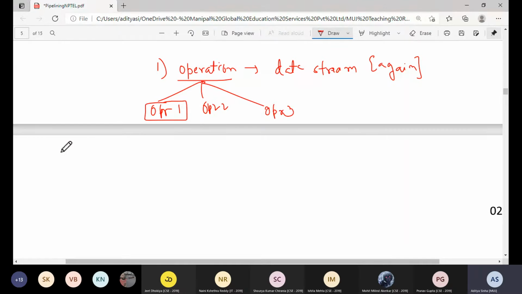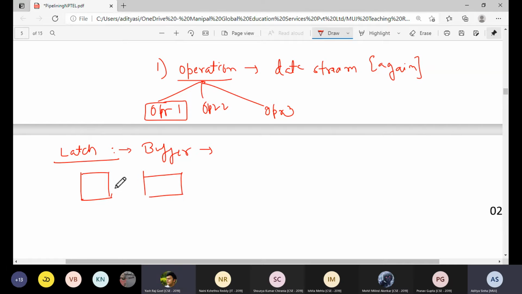Anybody remembers what is a latch? Something to do with buffer. So temporarily stored data when we send it from one place to another, or transfer it from somewhere to somewhere. So from one sub operation to another sub operation. Yeah, very good. So we are transferring the data from one sub operation to the other sub operation.